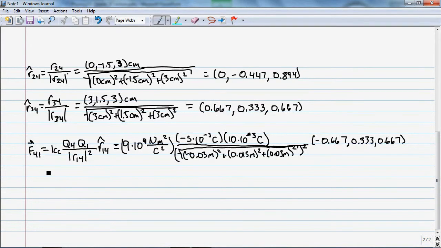And now when I calculate that all out, I get 1.479 times 10 to the 8th, negative 7.397 times 10 to the 7th, and minus 1.479 times 10 to the 8th newtons. So that's the force on charge 4 due to charge 1.